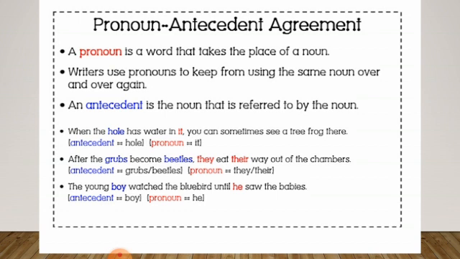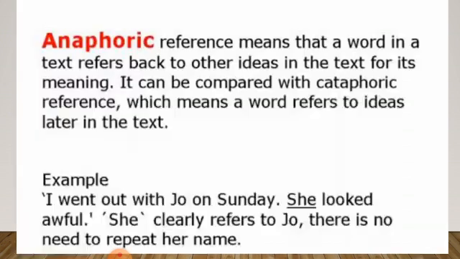The young boy watched the bluebird. The young boy, we are talking about the young boy, watched the bluebird until he saw the babies. He is used for that young boy. So boy is an antecedent and he is the pronoun. Do you understand now why you learn this pronoun antecedent agreement?